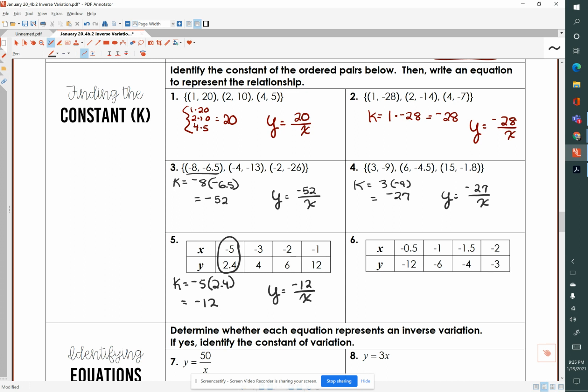And number 6, you could choose any pair. You could have chosen negative 3 times 4, which might have been easier, or negative 2 times 6. So I'm just going to go ahead and choose the first pair. K equals negative 0.5 times negative 12. So our answer is going to be positive. A negative times a negative is a positive, and it will equal a positive 6. Our inverse variation equation is y equals 6 divided by x.